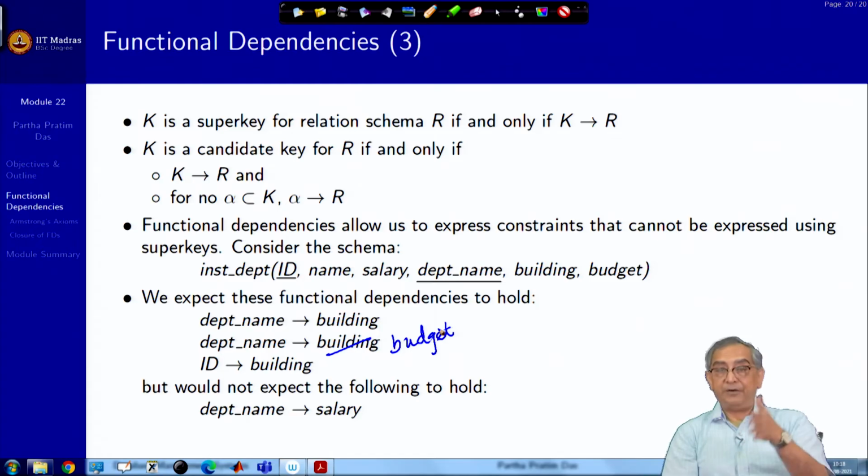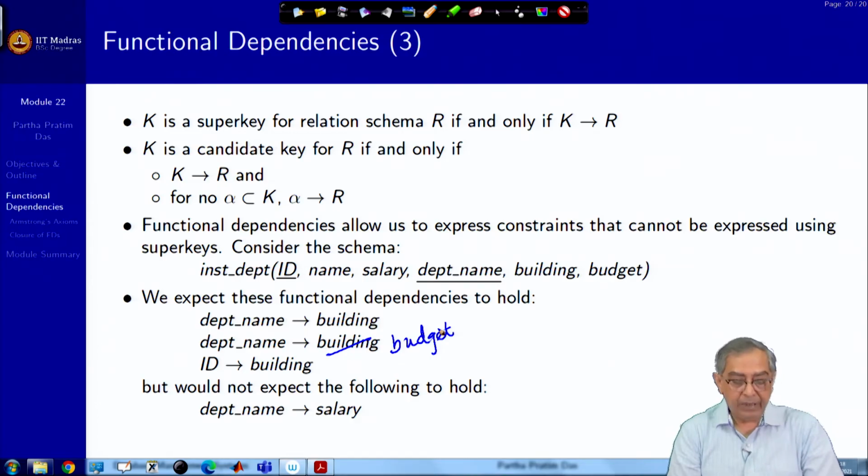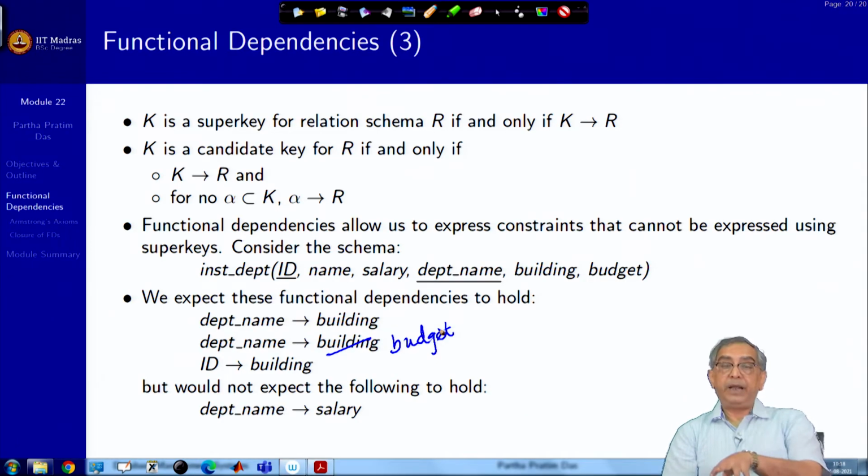So, it is kind of a transitive logical relationship, but you can decide that obviously, since every department has a unique building, an instructor will sit in a unique building, right. Given the instructor, there cannot be 2 buildings. Right? So, ID will determine building and so on, there could be several more. But for example, you would not expect the department name to decide on the salary, right. So, this is not a functional dependency that you can expect to hold.